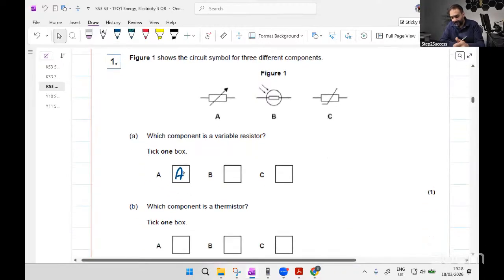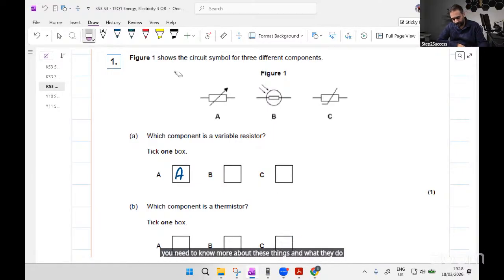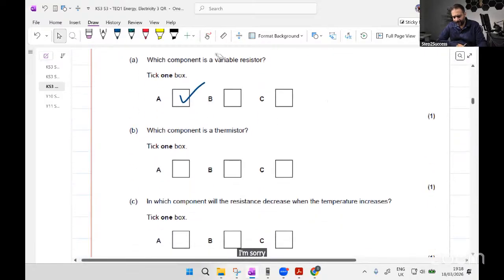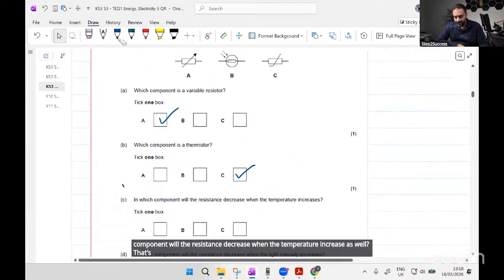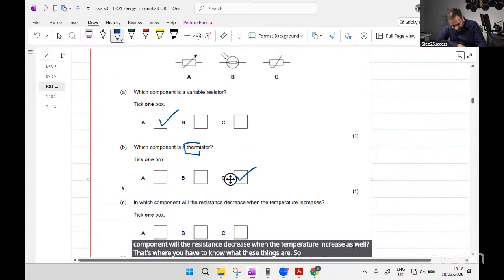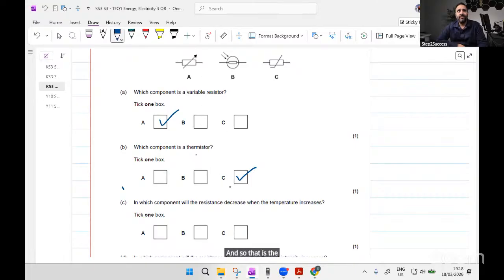which is a thermistor. Again, if you learnt it, then a thermistor is this one. You need to know more about these things and what they do, but for now, just make sure you know them. In which component will the resistance decrease when the temperature increases? Well, that's where you have to know what these things are. So a thermistor, if you look at the first half of this word, is like a thermometer, but it's not a thermometer. What it does is it's affected by temperature. So it's temperature related, and so that is the answer for that one. So it's C again, because it's a thermistor.